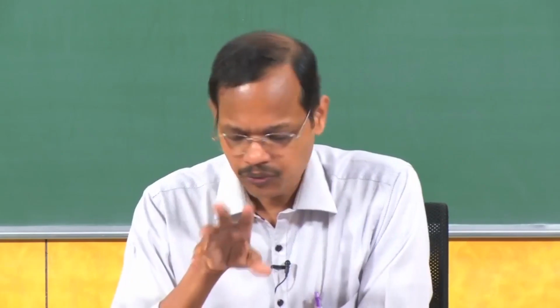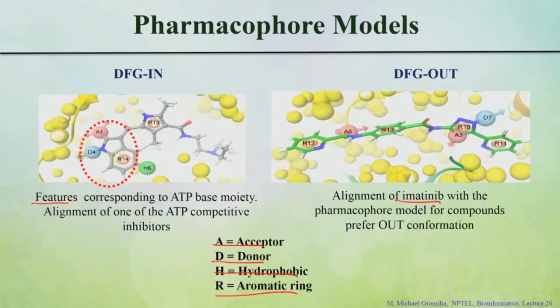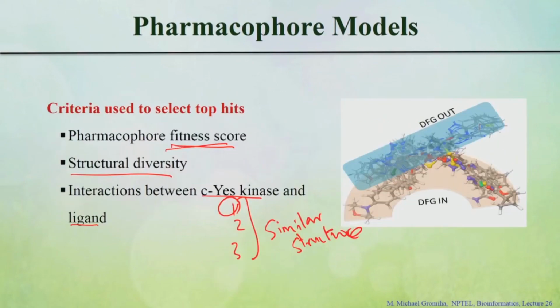In the second type, if you focus only on the sites, the type 2 inhibitors and the type 1 inhibitors at these different sites, then we focus on that particular region. For that region you can develop pharmacophore models, based on the type of residues with respect to hydrogen bonds and acceptors, donors, hydrophobic and aromatic rings. We can fit all the ligands and see which fit this model, and we can select based on the fitness score. If we get the fitness score, we can rank the compounds.